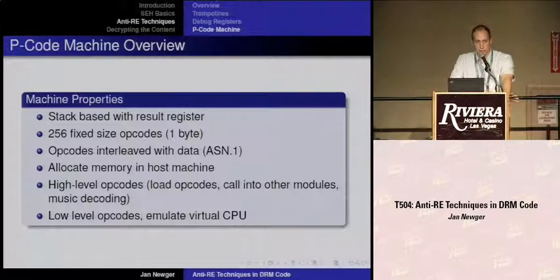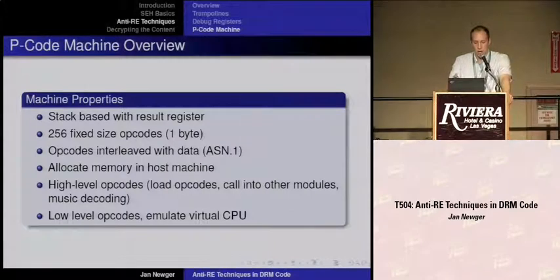And you have roughly 256 opcodes, and the data are represented in ASN1 format. And the P-code machine actually allows programs running inside it to allocate memory from the host machine, whereas the host machine in this case is just the program where the P-code machine is embedded in.